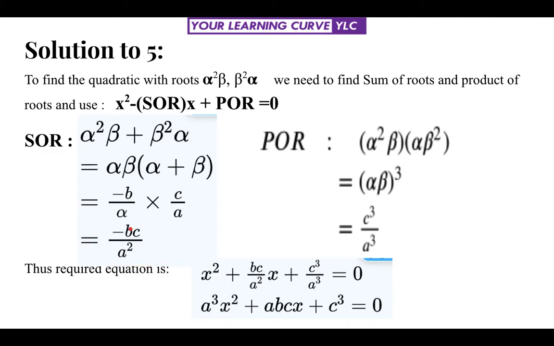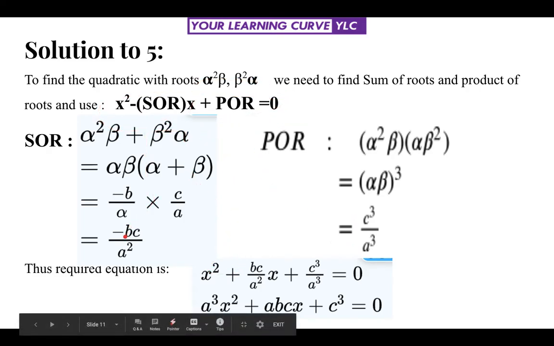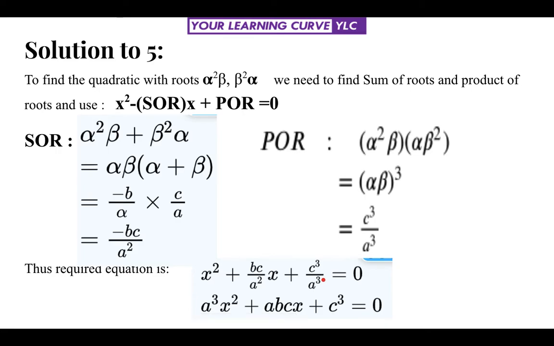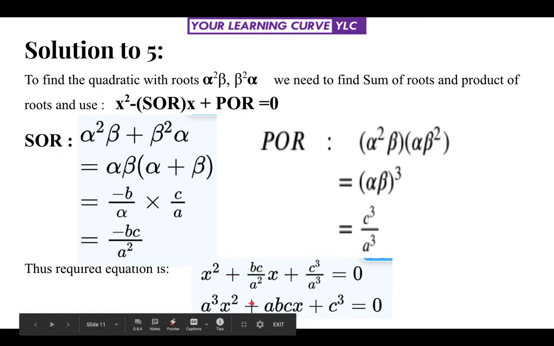This is the sum of roots, and the product of roots is alpha square beta into beta square alpha, which is equal to alpha beta whole cube or c cube by a cube. So put the values of sum of roots and product of roots in these equations and you get x square plus bc by a square into x plus c cube by a cube. Multiply the entire equation by a cube, you get a cube x square plus abcx plus c cube equal to 0. This is the required equation.